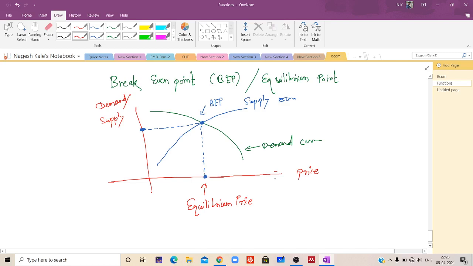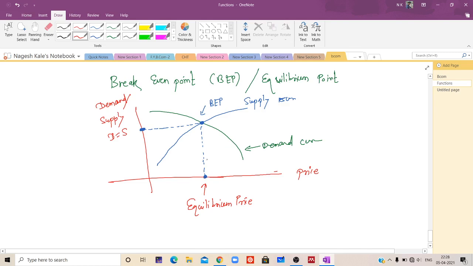Price is taken on the x-axis, demand and supply are taken on the y-axis. So I have plotted both the curves in one diagram. The green curve is the demand curve and the blue curve is the supply curve. Both the curves intersect each other at one point. At that point, demand, that is capital D, is equal to supply. D is equal to S. So this is called the break-even point, and the price at which this happens is called the equilibrium price.